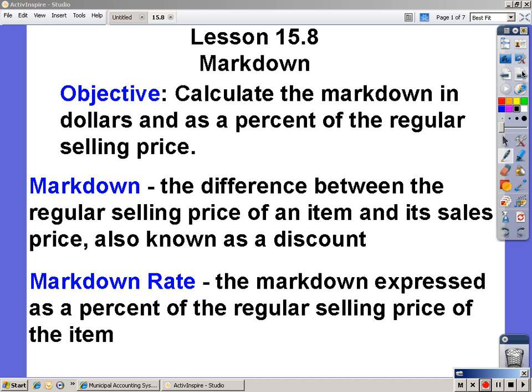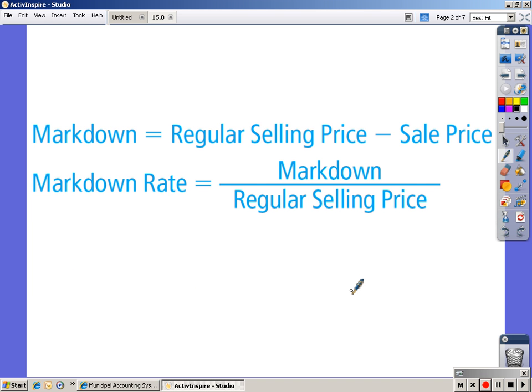Okay, moving on. We've got two formulas today. First one is markdown, which is the regular selling price minus the sell price. We also have the markdown rate, which is markdown divided by the regular selling price. Get those copied real fast, shouldn't take you too long, and move on.